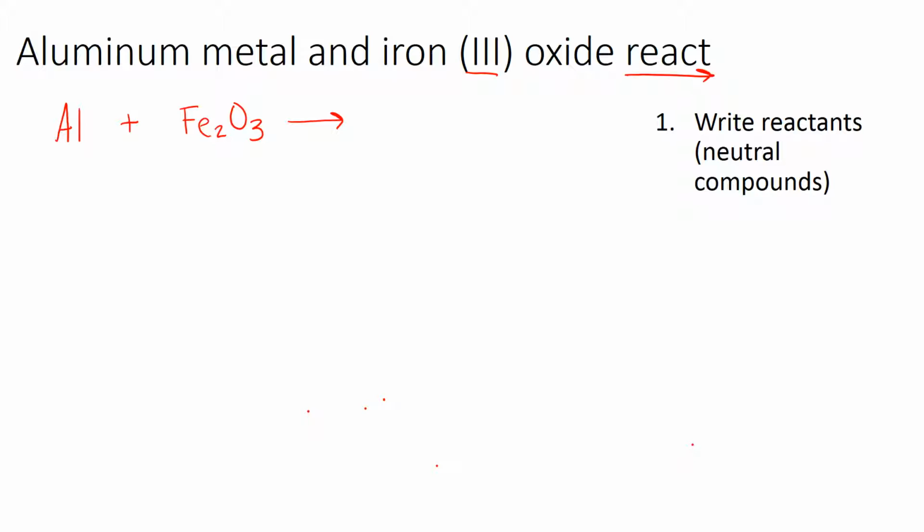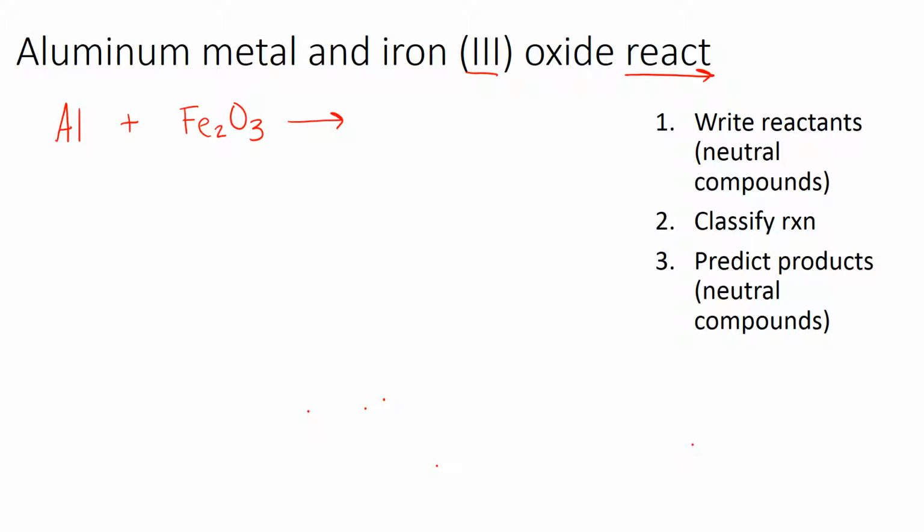So now I need to ask myself, what type of reaction is this? Well, I have a single element and a compound. That is most likely a single replacement reaction. And in a single replacement reaction, I know that my cations are going to swap places. So I need to predict the products based on my classification. So now I know that iron's going to be all by himself and that aluminum is going to be in an ionic bond with oxygen.